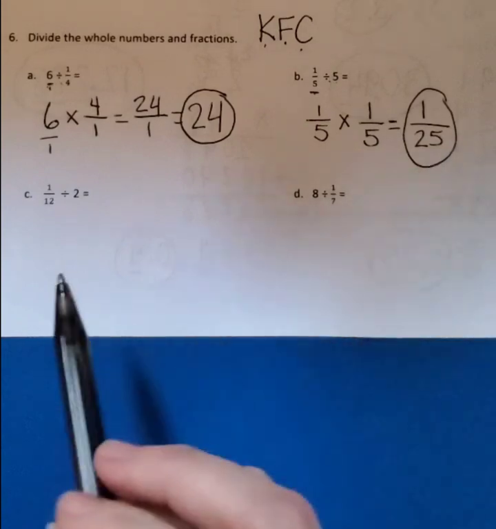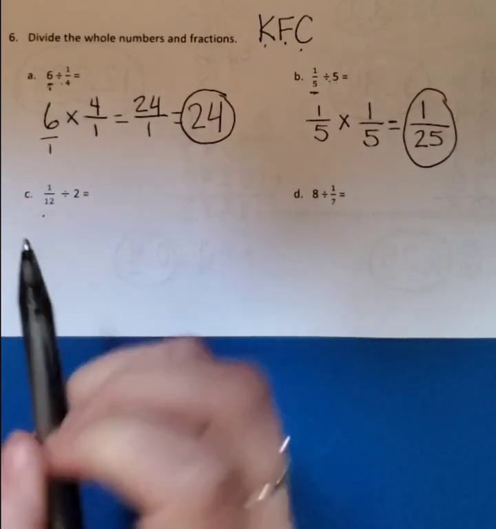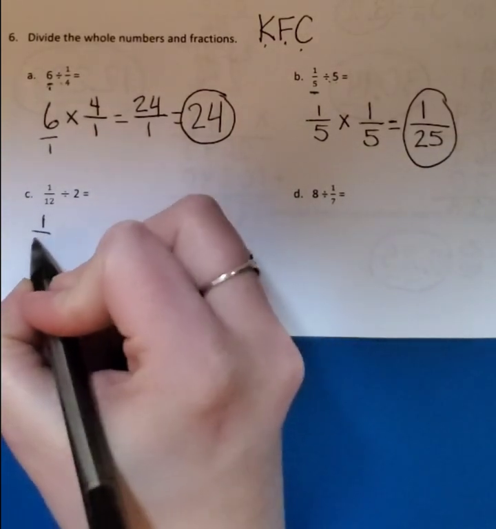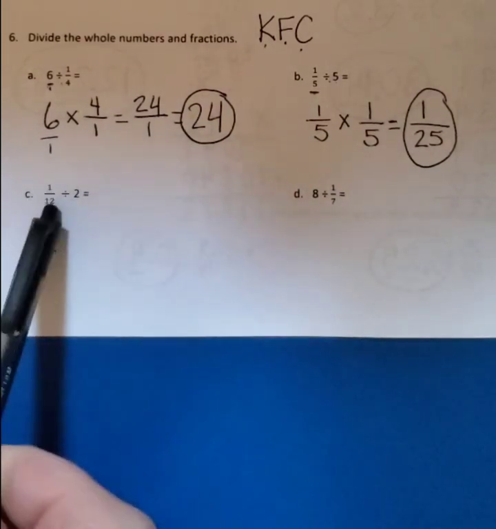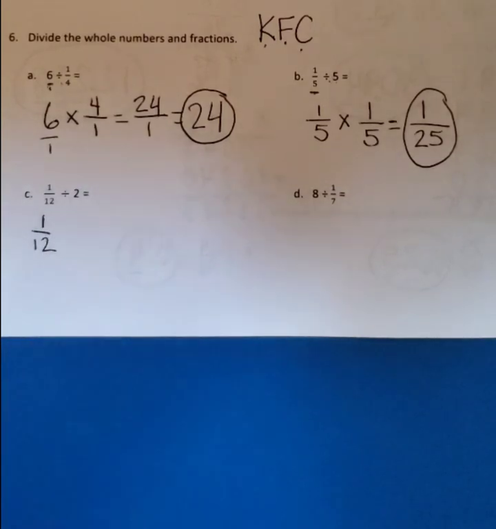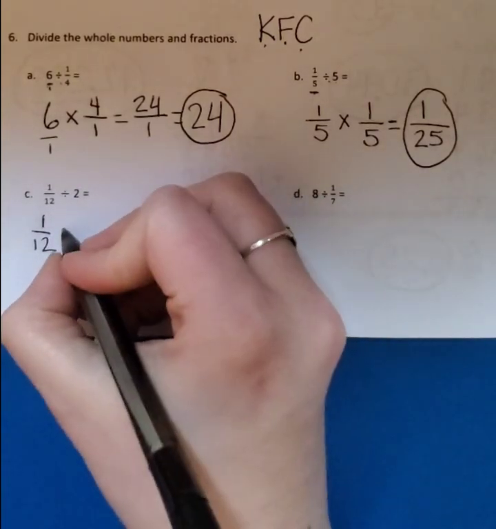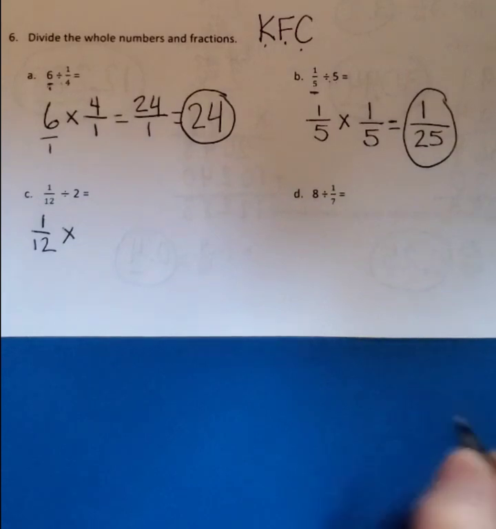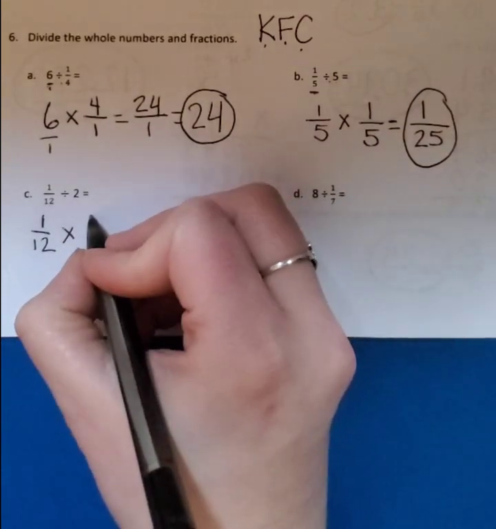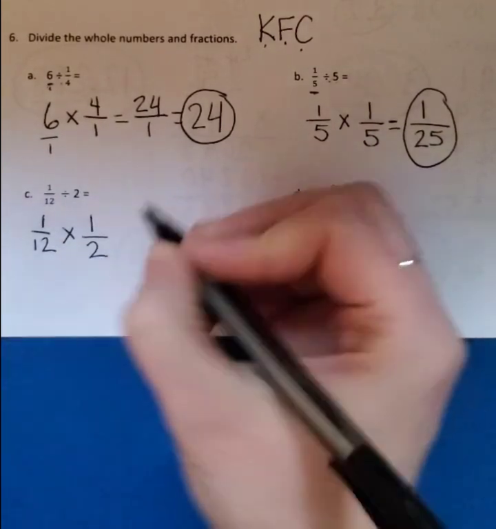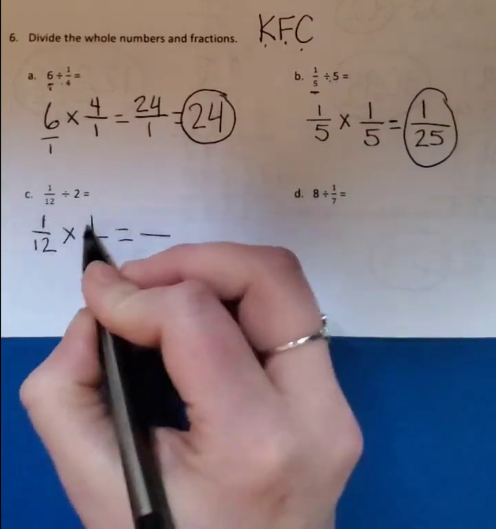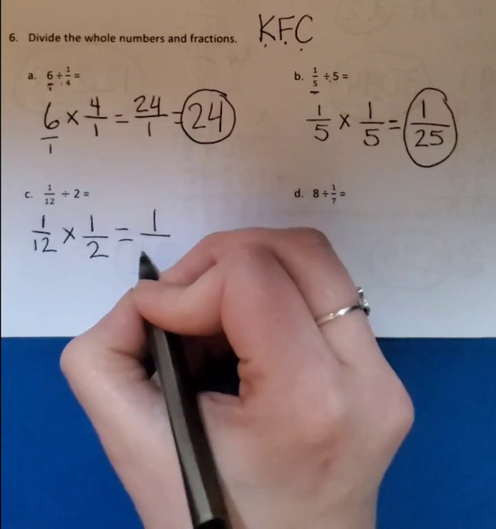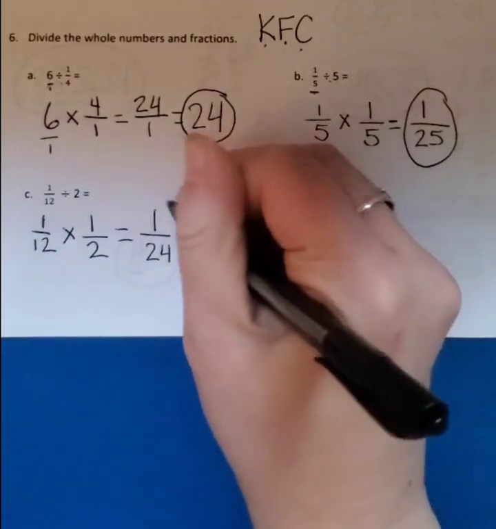So we're starting with 1/12. That's the one we're keeping. That's a fraction, so my product should be a fraction. Really, it's my quotient because we're dividing. But remember, in KFC, we switch it to multiplication, so I keep saying product. 2 wholes, we're going to switch to 1/2. That's the reciprocal. We're flipping it. 1 times 1 is 1. 12 times 2 is 24.